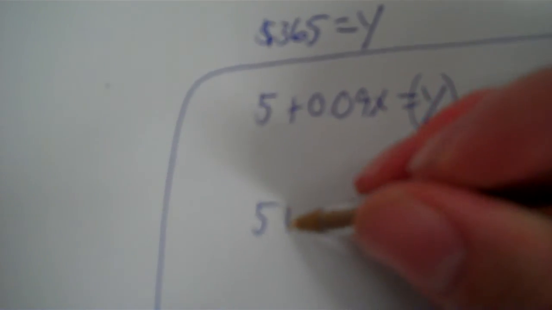Okay, now prior to paying the 9 cents per download, the money we paid is $5. So without any downloads, I still got the $5 I had to pay. And then that takes us to a new amount of money. So I've got 5 plus 0.09X equals Y. And that $365, again, is a Y value. So we put that in for Y.